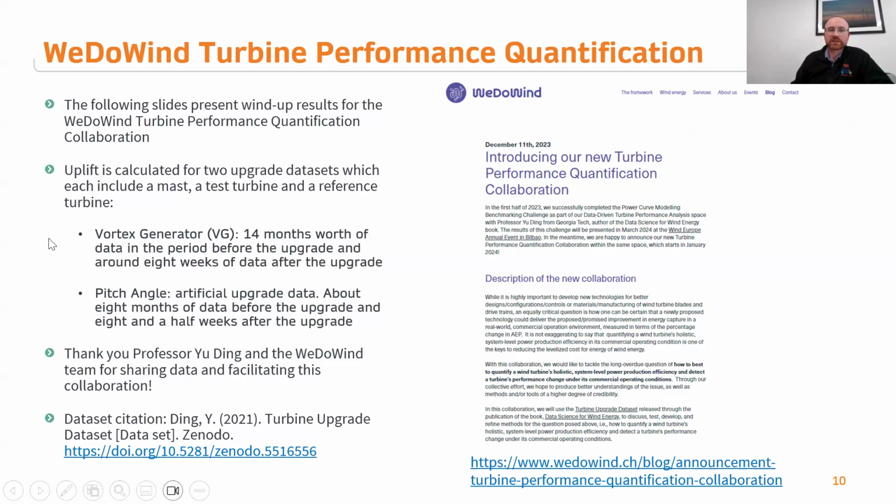So the VG or vortex generator data set is about 14 months worth of data before the upgrade and about 8 weeks of data after the vortex generators were installed. And then there's the pitch angle data set, which is a neat artificially created data set with about 8 months before and 8.5 weeks after.